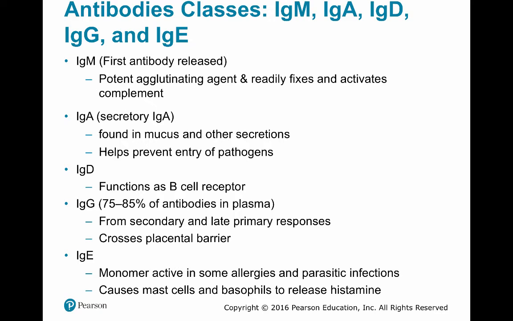IgGs have 75 to 85% of the antibodies that are actually in the plasma. They're from that secondary and late primary response, and they can cross the placental barrier. And IgEs are active in allergic responses and parasitic infections, and can cause mast cells and basophils to release histamine.